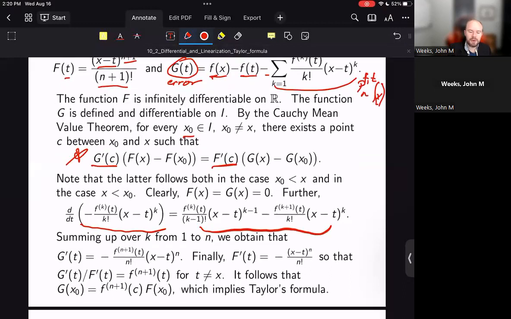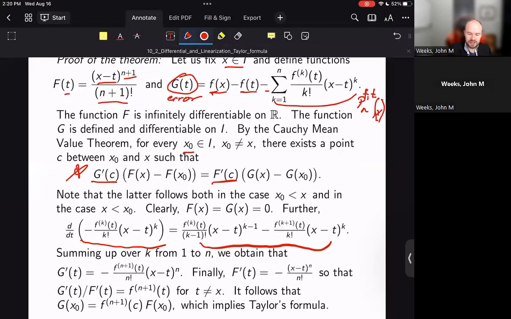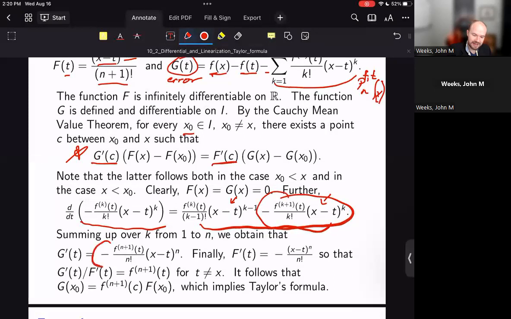Once we sum this up over k, we're going to get a notion for what the derivative of g is going to look like. A lot of stuff here is going to cancel. You're going to see a lot of telescoping sum stuff going on as we continue to add this up. For example, this subtracted term should not exist anymore once I add the next term to it. So the only thing that really should matter is the subtracted term here at the very end. Namely, g prime of t is going to be just negative f to the n plus 1 derivative of t divided by n factorial times x minus t to the n.